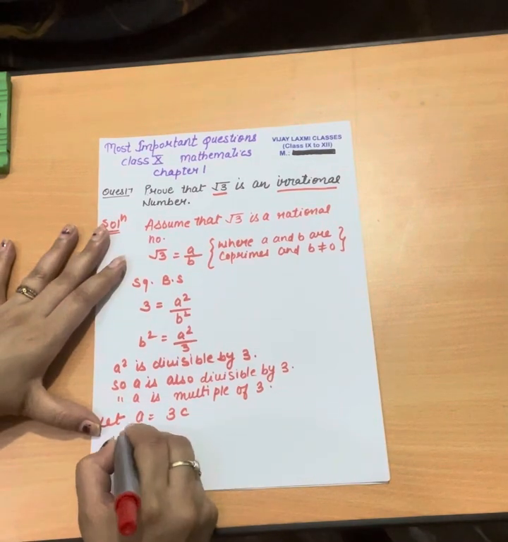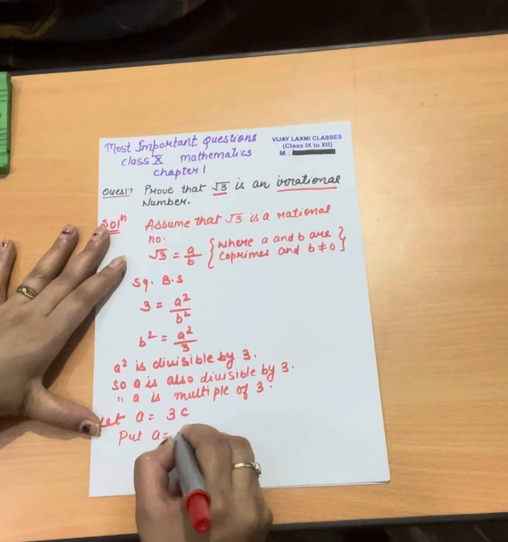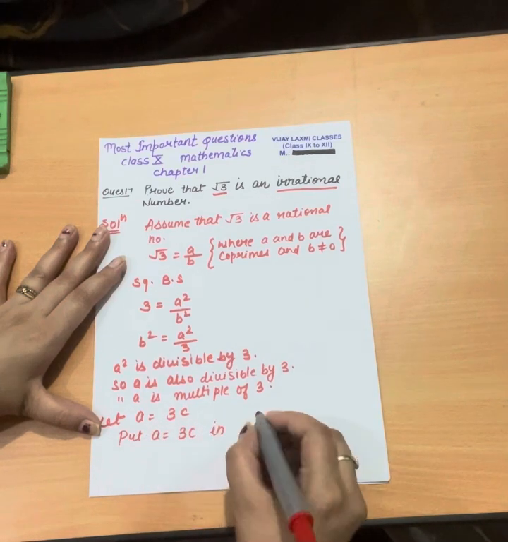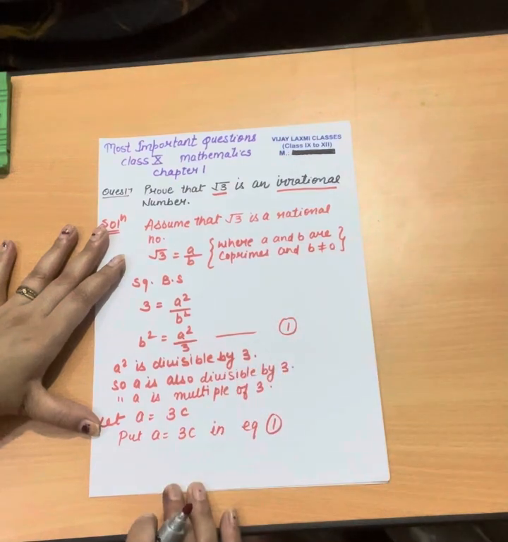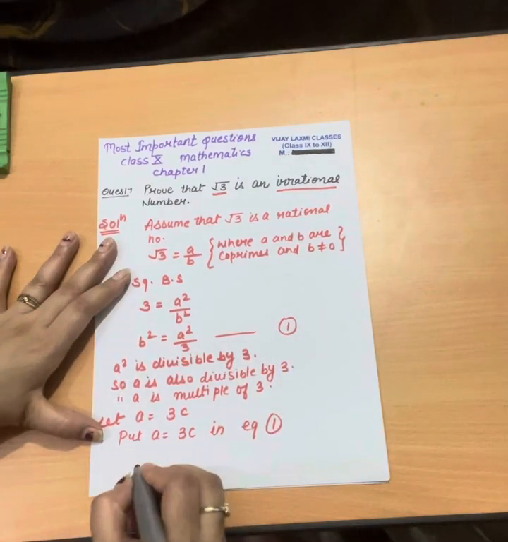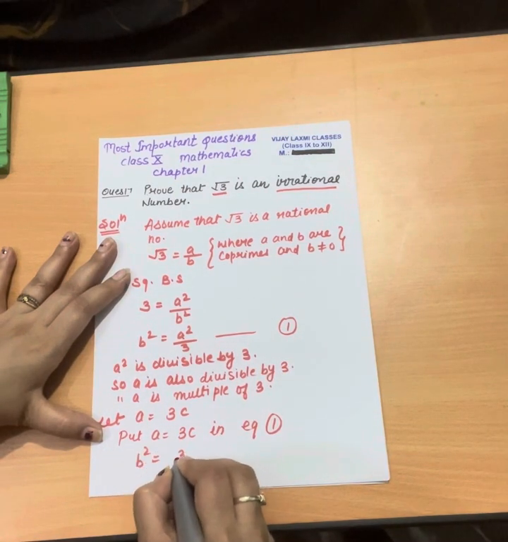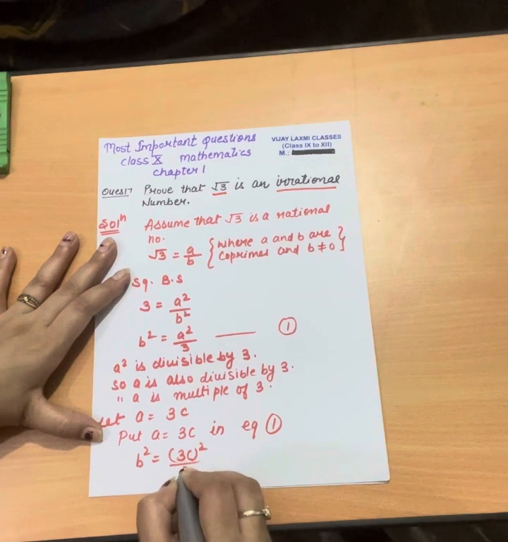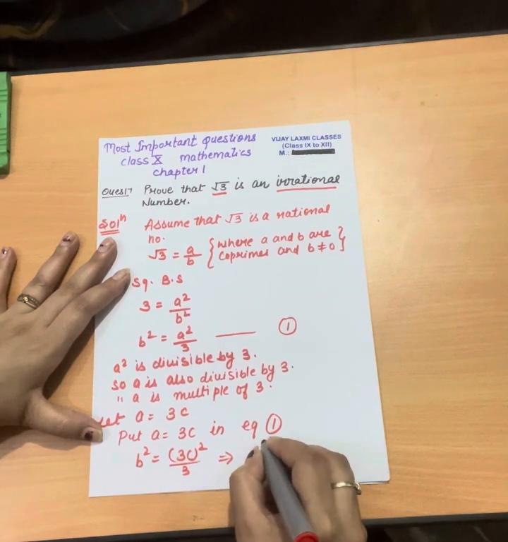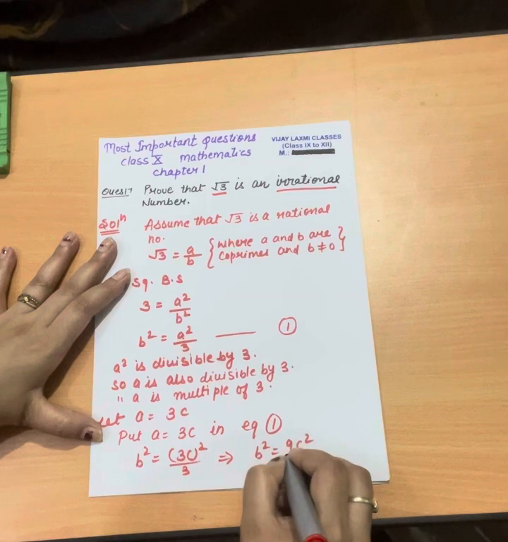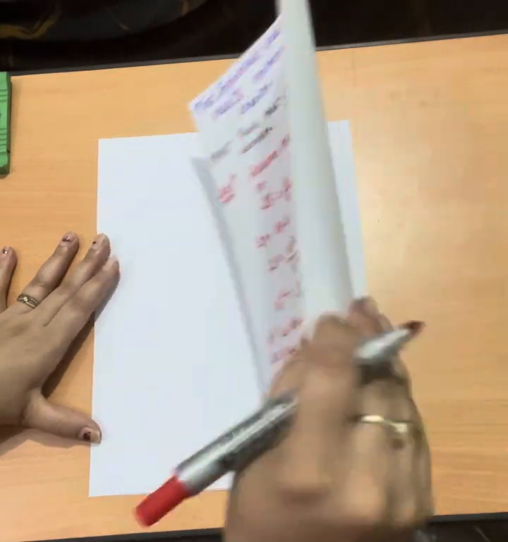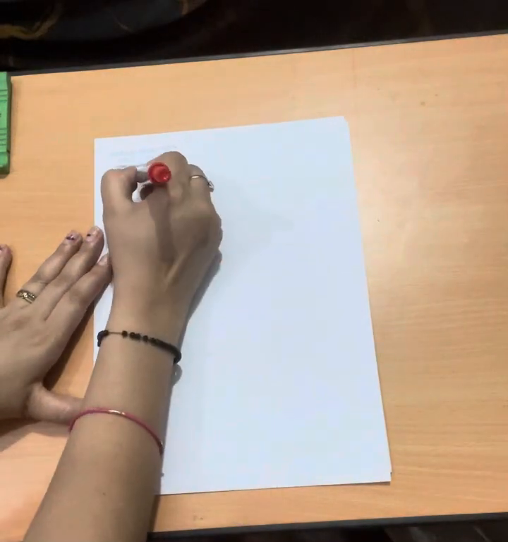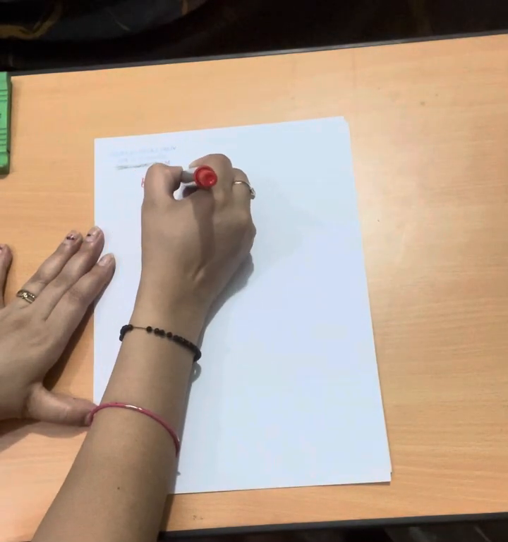Now put a is equal to 3c in our equation 1. Now b square is equal to 3c whole square by 3. That means b square is equal to 9c square by 3. 3 threes are 9, so b square is equal to 3c square.